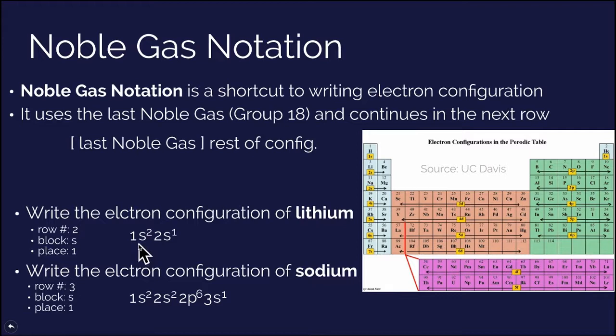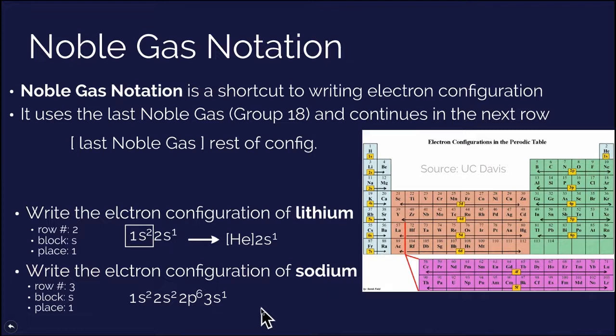Notice that we already have 1s2 in that configuration for lithium. So we're just going to assume all the electrons of helium, and we're going to say that by putting the symbol He in brackets and then starting over in the next row for lithium. We just need to go one place for this one, so we'll say 2s1. So another correct configuration for lithium would be brackets He with 2s1 following after.